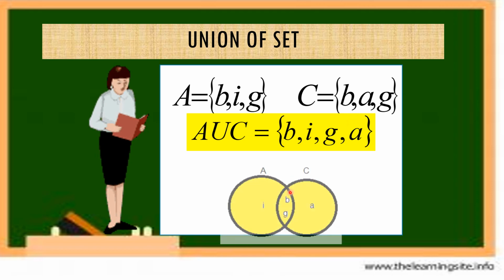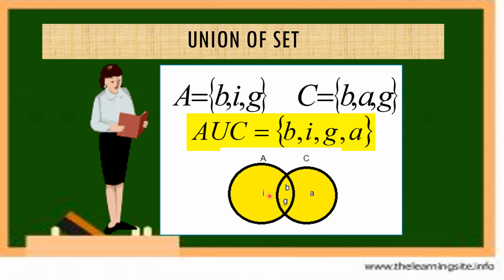For our Venn diagram, this is a Venn diagram. For set A, we have B, I, G. The elements common to both set A and set C are B and G. So we need to place B and G inside the intersection of set A and set C. We have the remaining element I, and we need to place it in set A. For set C, which is B, A, and G, we have the common elements B and G. We have the remaining element, that is letter A. So this is the representation in Venn diagram of A union C.